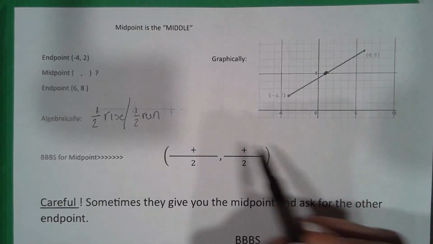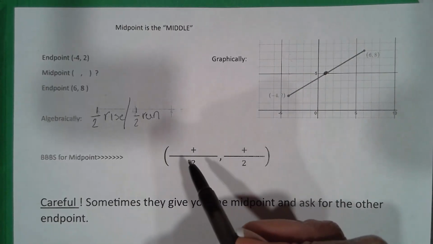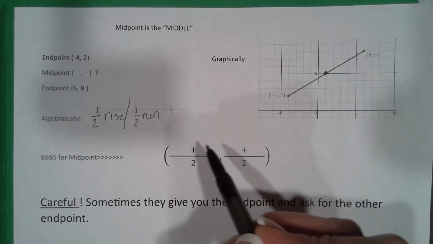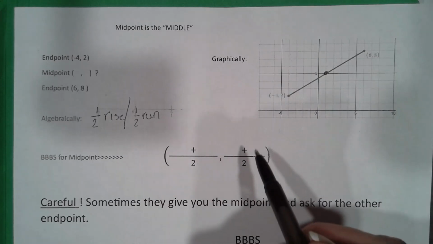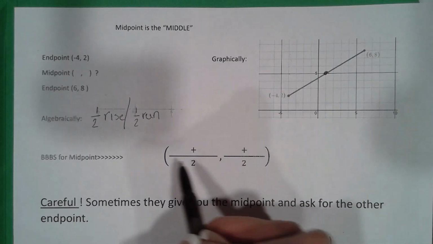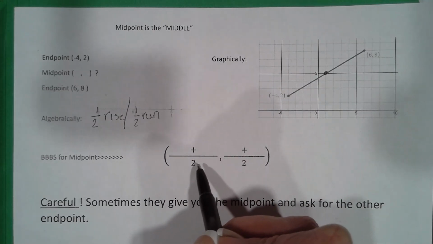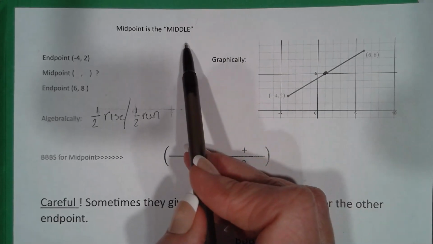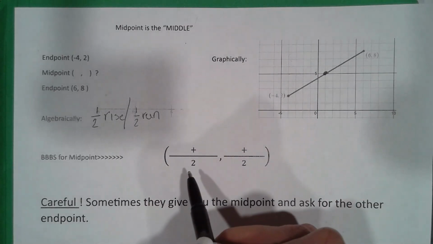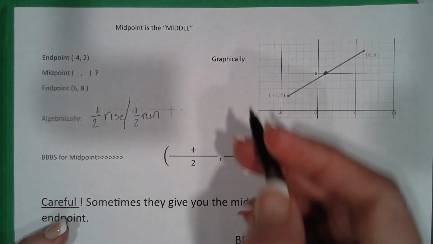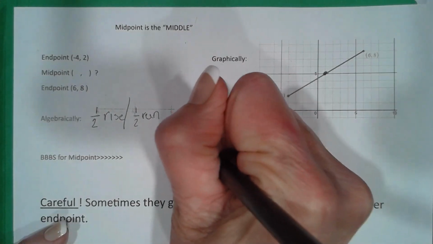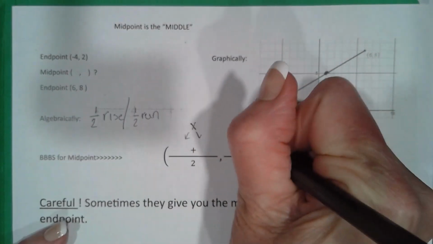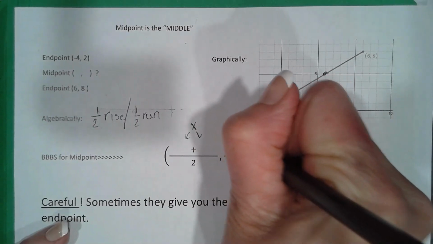So we have a parenthesis, a comma, and we have two sections. Remember, the first part of an ordered pair is the x's, and the second part is the y's. Notice they're divided by 2. So that's kind of like finding the middle. When we average two things, we divide by 2. So the x's go here. You may want to mark that. X's go there. The y's go there.